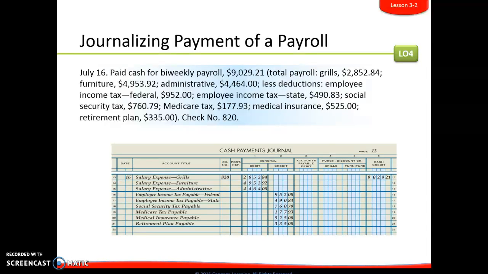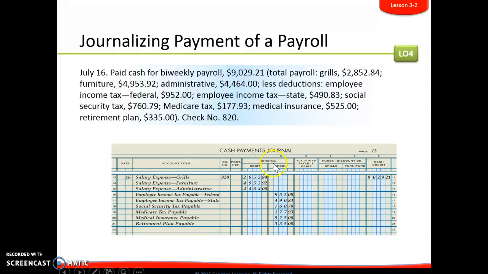All right, so journalizing our payment of a payroll. July 16th, we paid cash for bi-weekly payroll, $9,029.21. And then it gives us the total of everything. So the total of grills, furniture, administrative, and then less the deductions for employee income tax, federal, employee income tax, state, Social Security tax, Medicare tax, medical insurance, retirement plan, and then the check number.